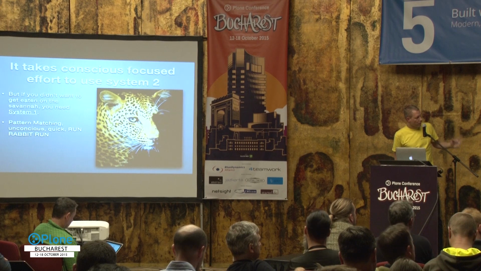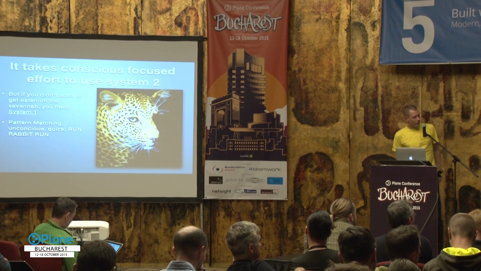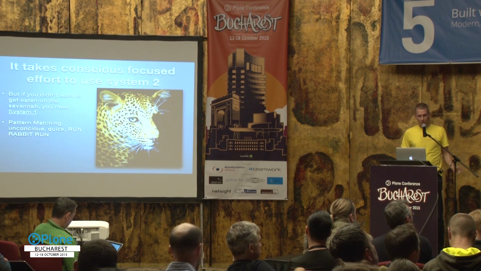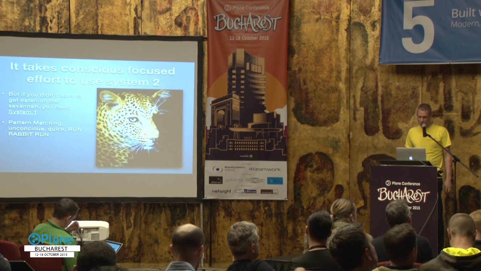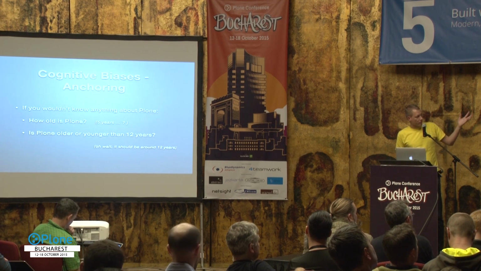Going back a bit, why do we have these two systems? It's not getting eaten on the savannah. If you see a lion, you want to be away as fast as you can. You don't want to think, ooh, seems a predator, sharp teeth, yeah, maybe I should run. So all the rest of his book is going into this system 1, system 2 thing, cognitive biases.